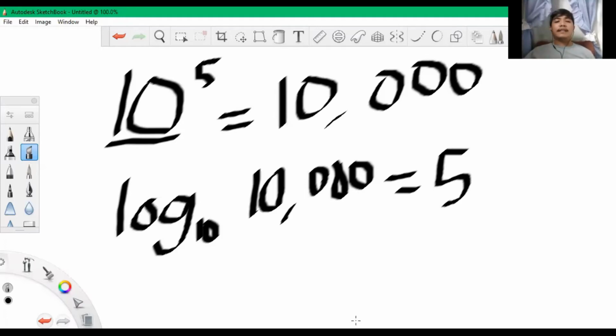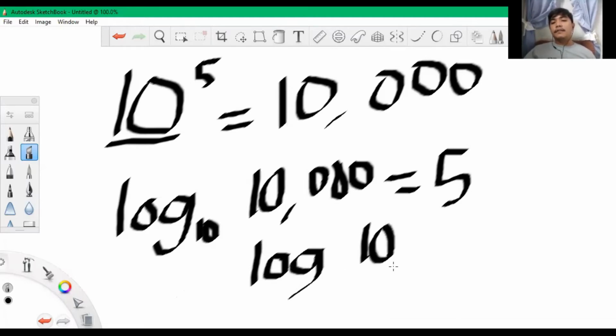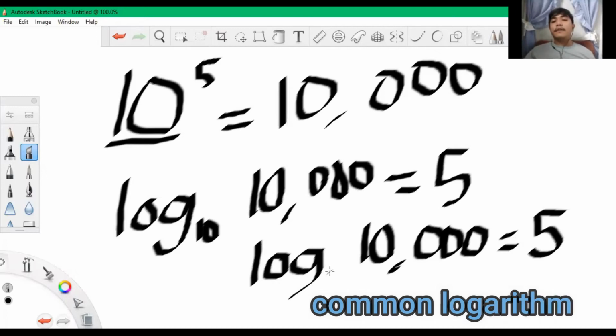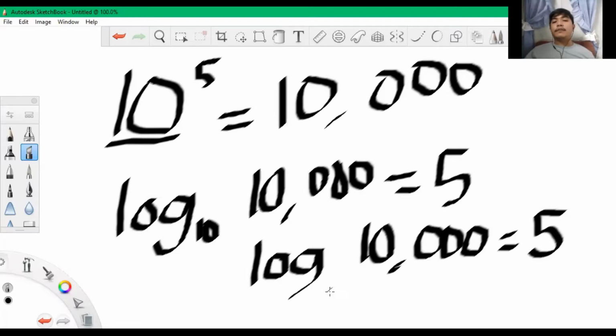But we can also write this logarithm when our base is equal to 10. Pwede na natin siyang hindi isulat. So we can write this as logarithm of 10,000 to the base 10 is equal to 5. So pwede natin hindi isulat yung 10 as our base kasi in logarithm, we have this what we call the common logarithm, wherein the common logarithm ay ang base is always equal to 10. So pag walang nakasulat na subscript number after the logarithm symbol, automatically it has 10 as its subscript.